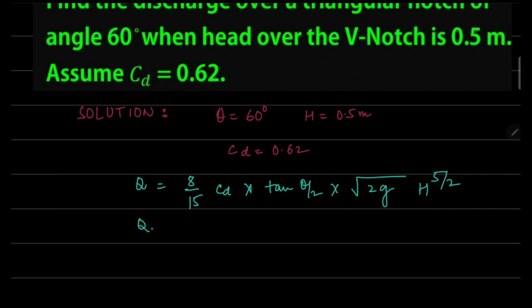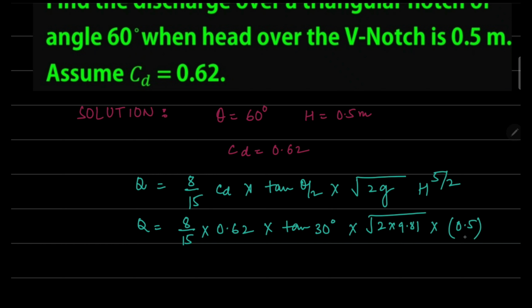So let's quickly put all the values. 8 by 15 multiplied by 0.62, then tan 60 by 2 is tan 30 degrees, you remember this value, and then under root 2 multiplied by 9.81 multiplied by h, which is 0.5, raised to the power of 5 by 2. So if we calculate this, the answer comes out to be Q equal to 0.1494 meter cube per second. So that is our answer.